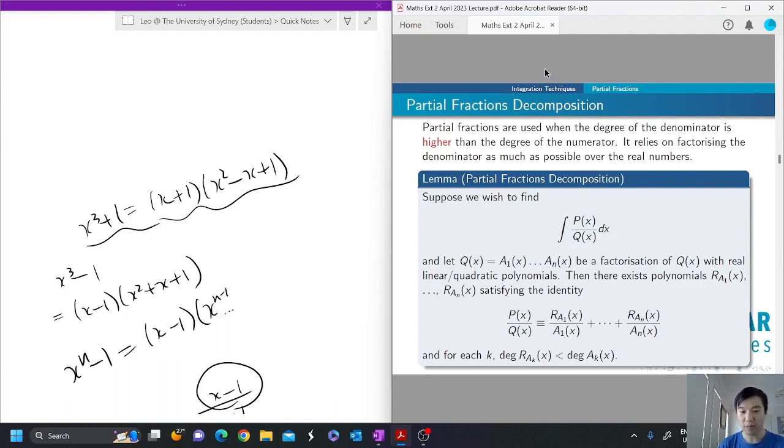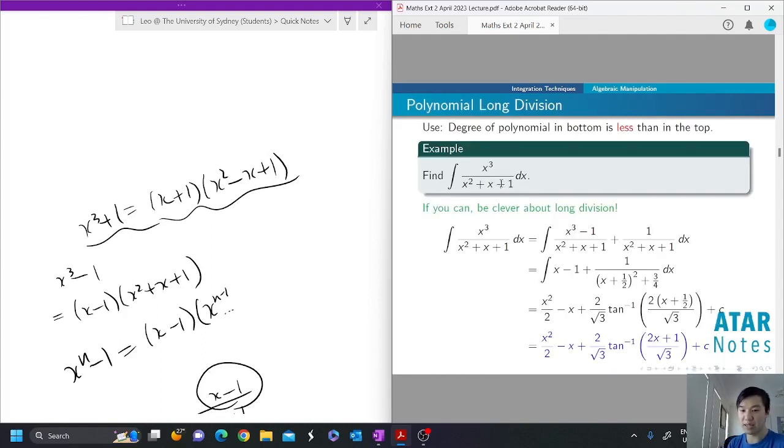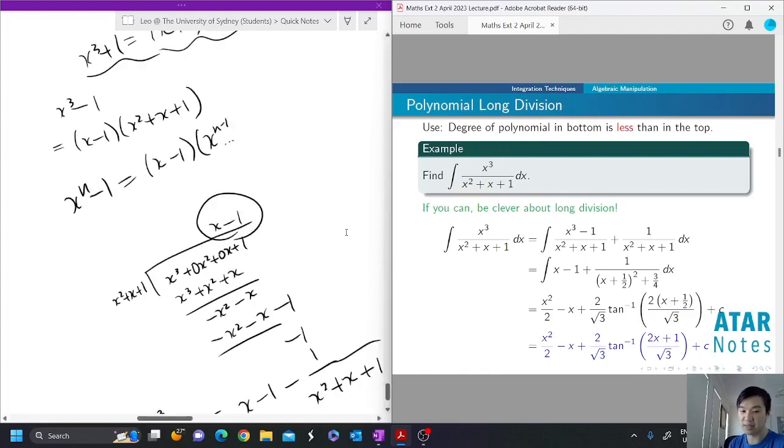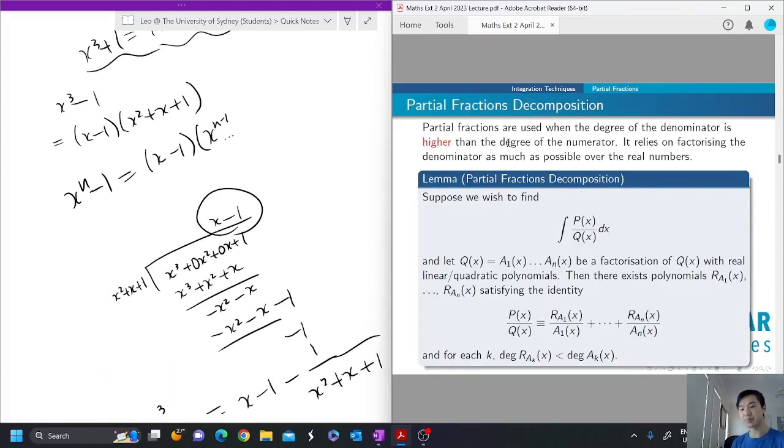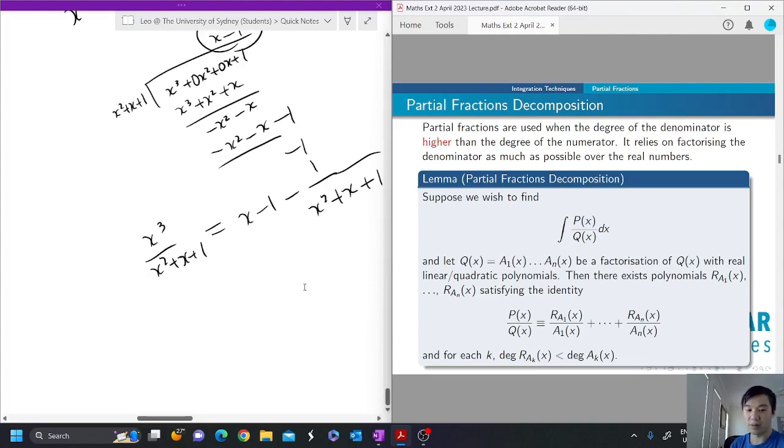So basically what partial fractions is, when you use it, is when the degree of the denominator is higher than the degree of the numerator. Remember, when the degree in the bottom is less than in the top, we can just use long division and simplify the fraction. But when the degree in the bottom is higher than the numerator, you have to use partial fractions. Partial fractions means breaking down a complicated fraction into the sum of simpler fractions.